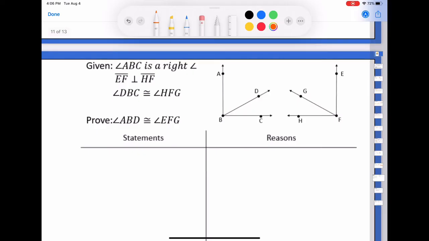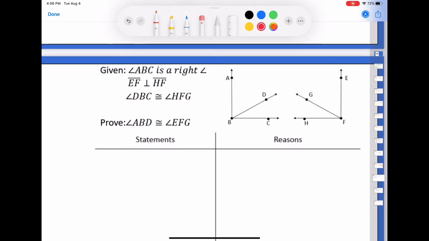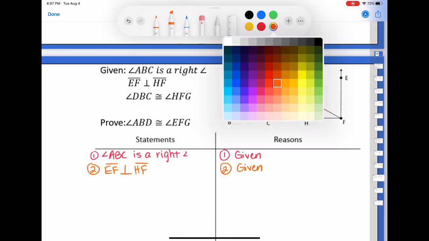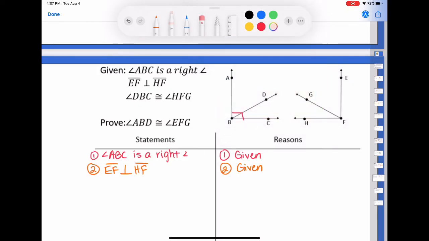Okay, so if I start looking at this, step 1 is angle ABC is a right angle, given. Okay, step 2, EF is perpendicular to HF, given. All right, and I am going to highlight those two in a lighter orange color just so that I don't forget EF perpendicular to HF.